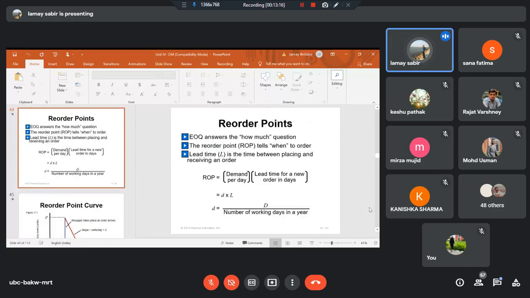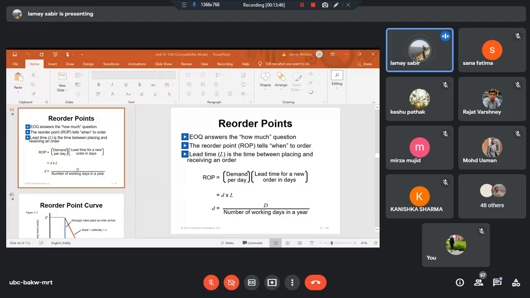Now, see this formula which I have already given to you. This is the formula of reorder point. Now, if you see the formulation, there are two symbols which are used, small d and capital L. And reorder point is nothing but a product of d into L. That is a product of d and L. Right? Now, d, that is small d, is nothing but demand per day. That is daily demand, we call it.